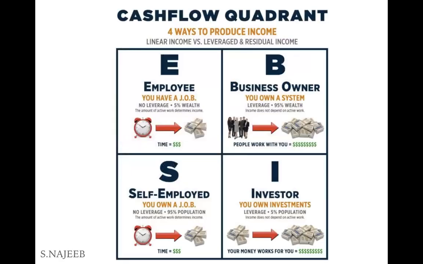Now, here is going to give you a better understanding of what I mean, through the cash flow quadrant. What do I mean by the cash flow quadrant? That's the 4 ways that you can produce income. Again, it's linear versus leverage, or what we call residual income. 95% of the world's population reside under the E, which is employee, where you go out there and have a job, which means just over broke. You have no leverage, and it's only 5% of the world's wealth.